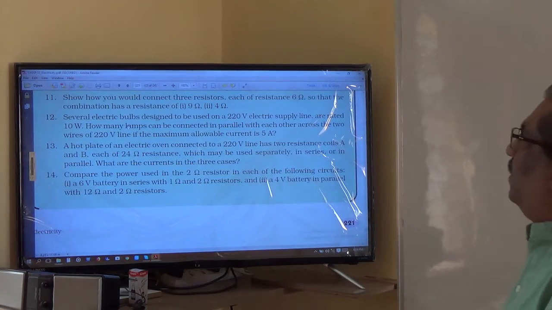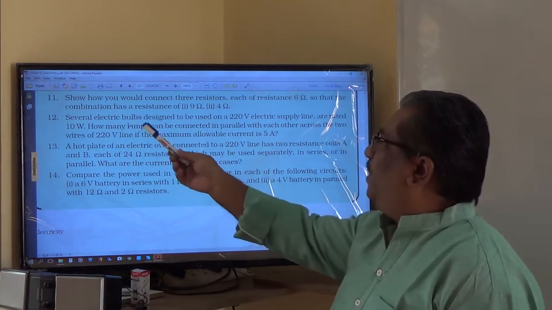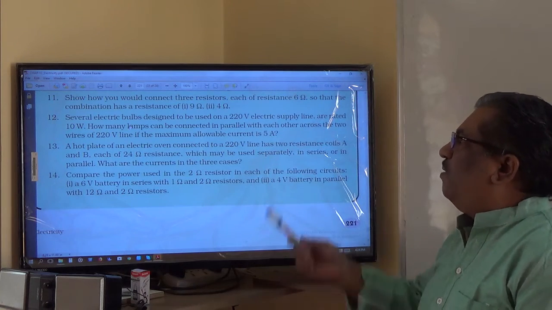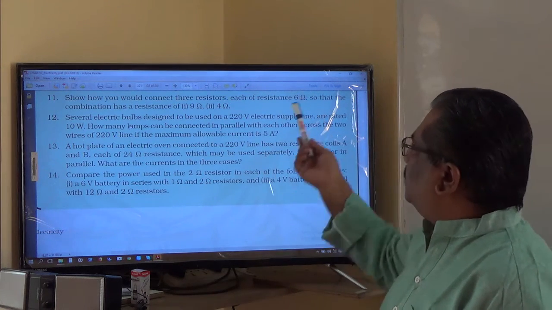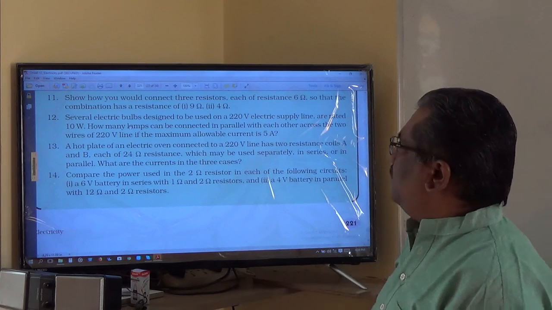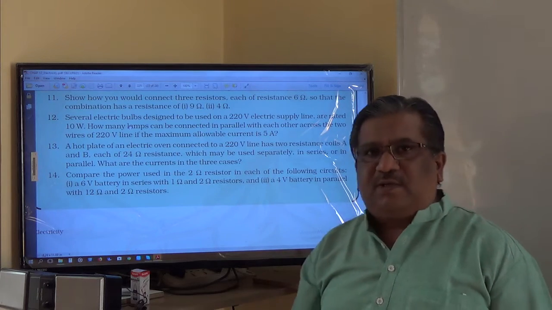Show how you connect 3 resistors, each of resistance 6 ohm, so that the combination has 9 ohm resistance and 4 ohm resistance. So you have to try with the 6 ohm resistors. How would you connect 3 resistors? There are 3 resistors each of 6 ohm, and how will you connect them to get 9 ohm? That is the question asked.